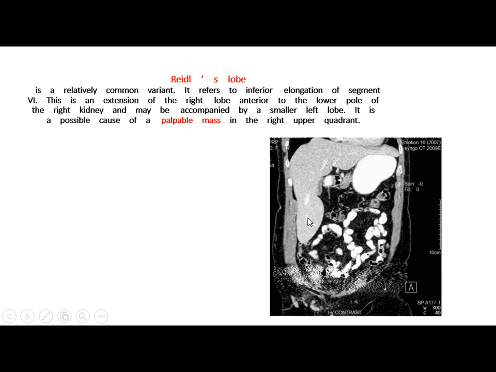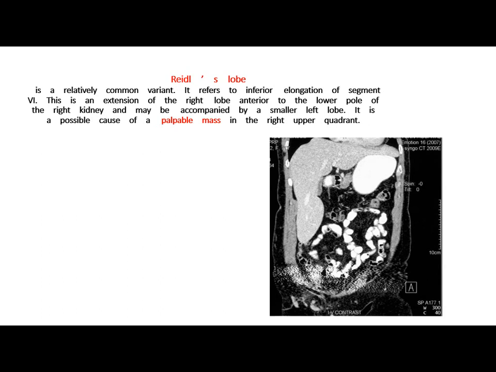Is it more common in females or males? It is more common in females, 5 to 10%. It is a tongue-like projection from the inferior border. Usually when you have a Riedel's lobe, you have a small left lobe; when you don't have a Riedel's lobe, you have a big left lobe, so it is vice versa. When you see a Riedel's lobe and a small left lobe, don't think of some disease process. It is just normal.